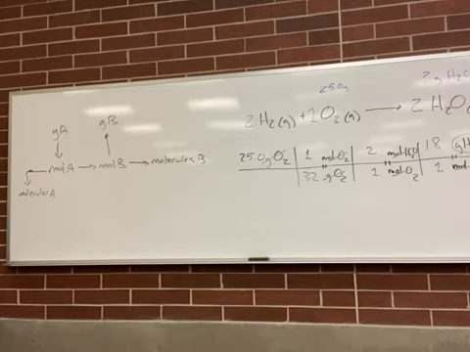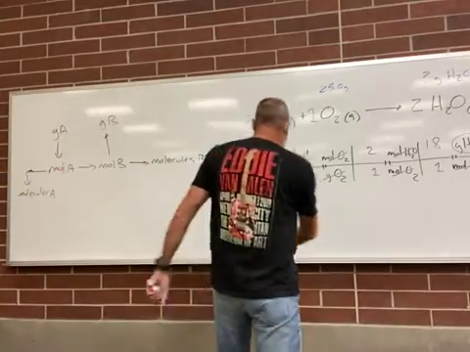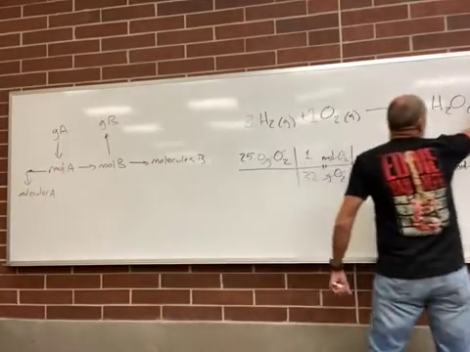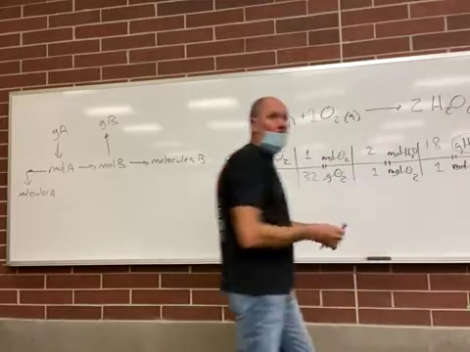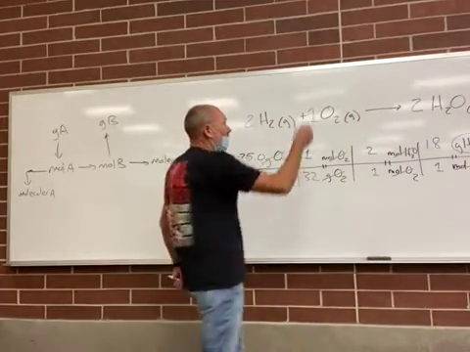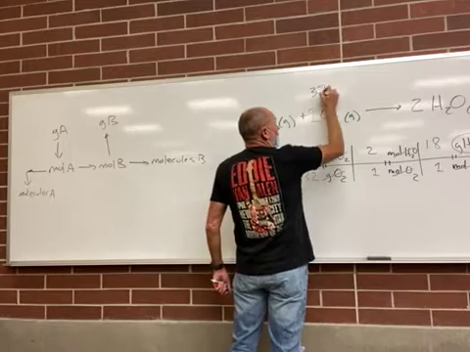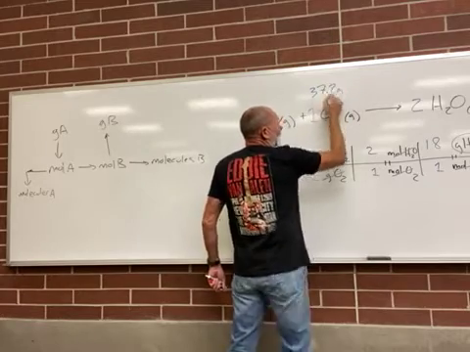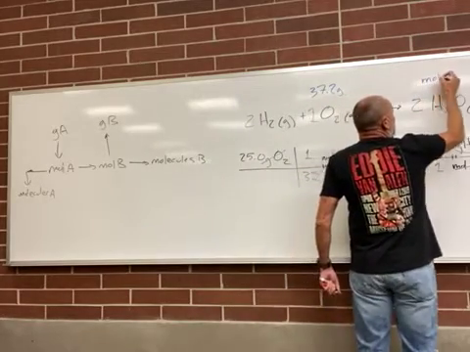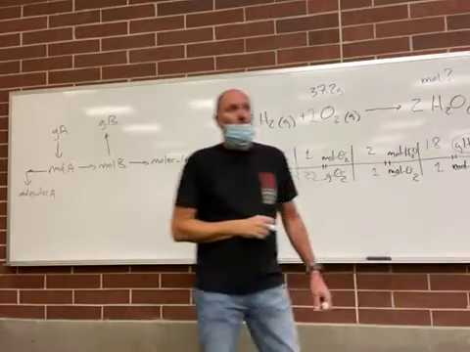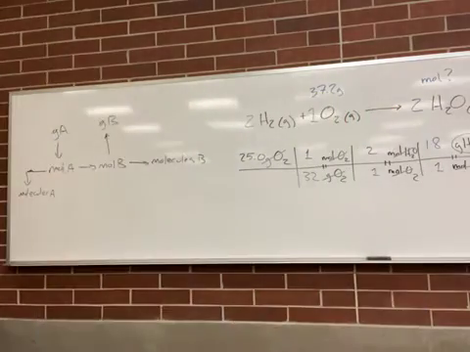Okay, so think this through. Let's say I didn't start with 25. Let's say the question was worded this way. Let's start with 37.2 grams of oxygen. How many moles of water do I get out? Now that's a different question.